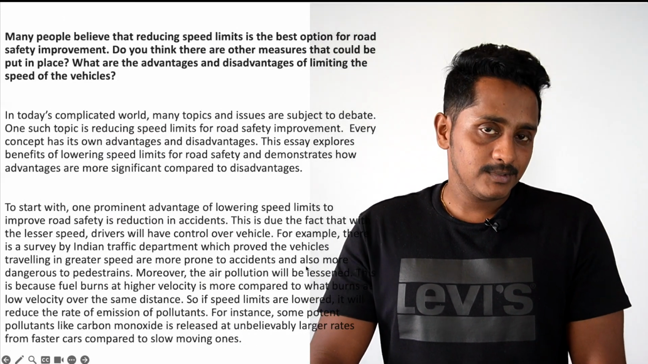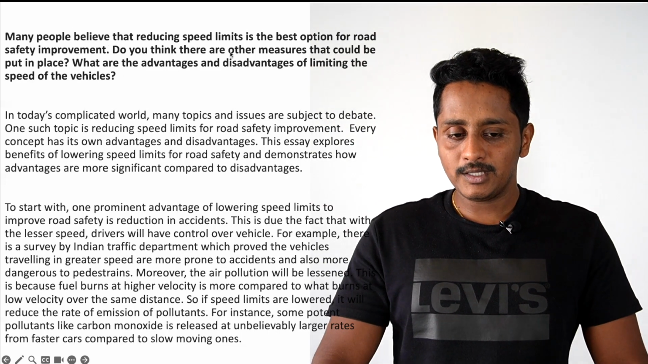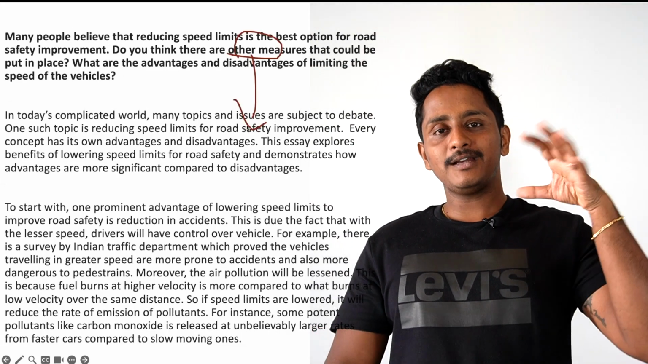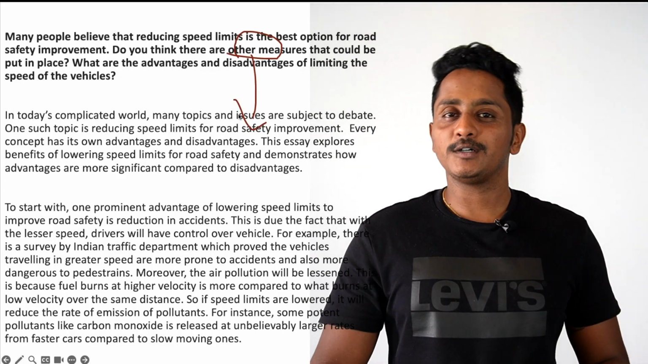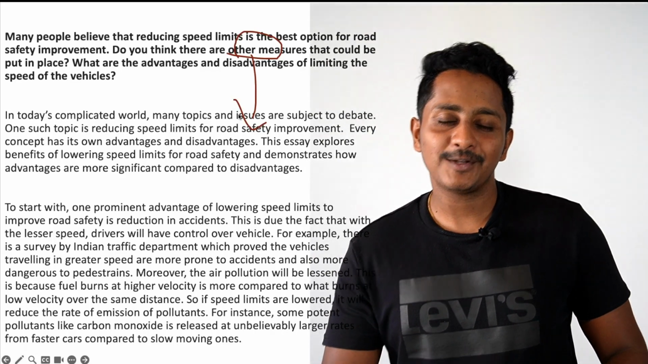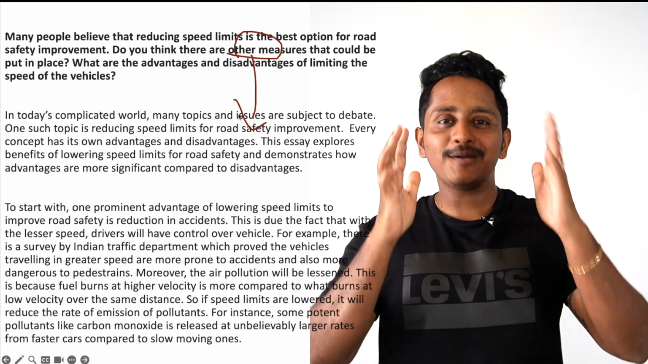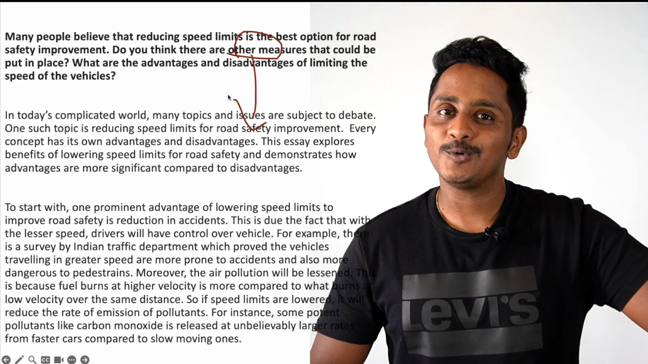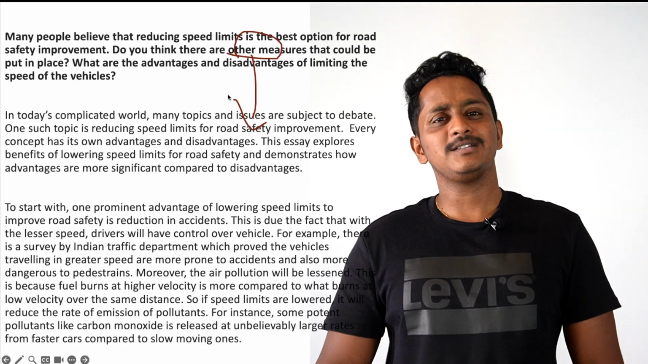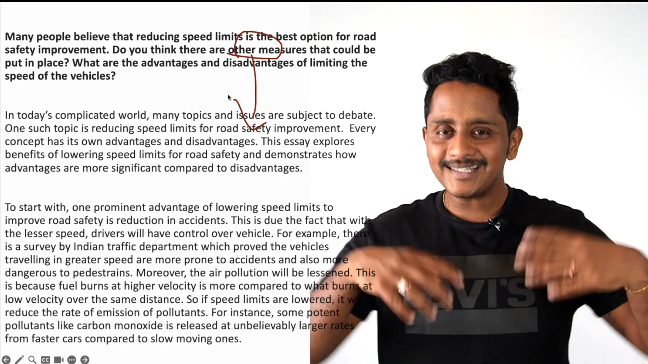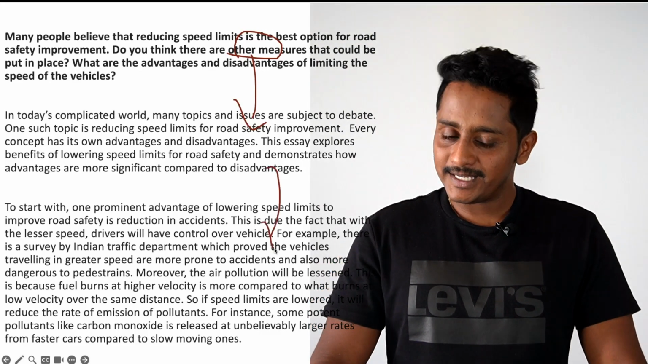What should this person have written? Do you think there are other measures? Yes, CCTV surveillance camera. When everyone is aware that if they go fast, they are on a surveillance from the department and they will be fined. When they are aware of this, automatically they slow down, or have more traffic signals, deploy more traffic polices. These are the right ideas that you need to write for second paragraph.